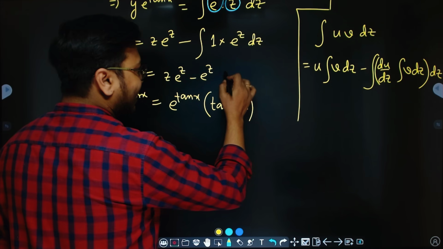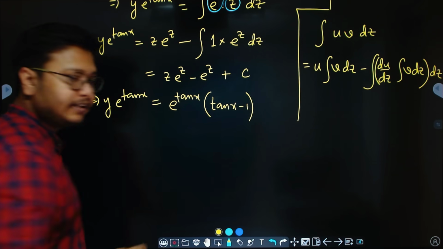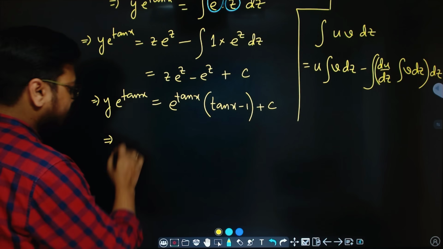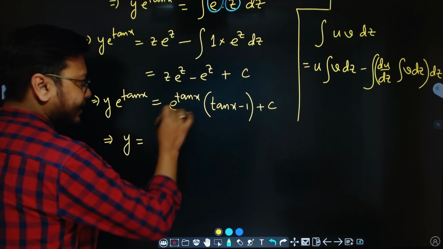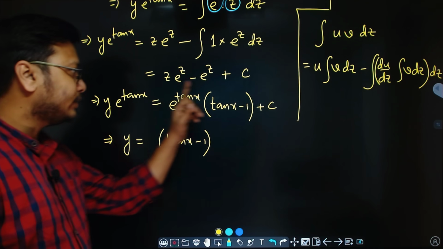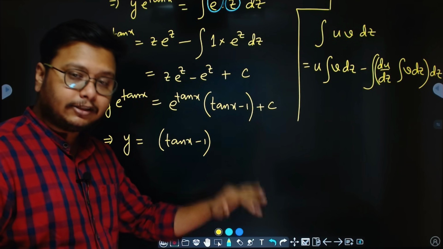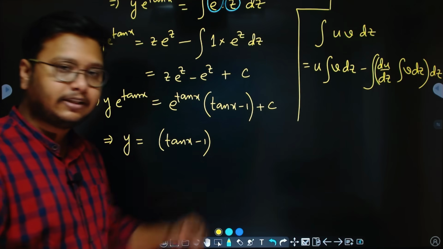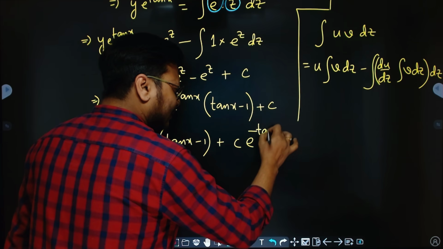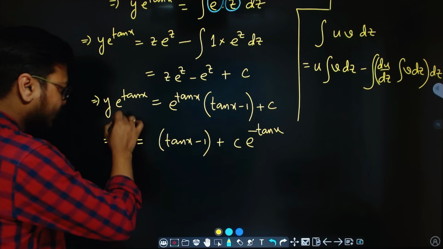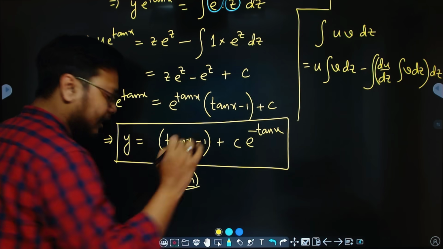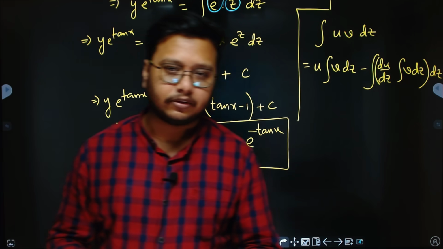One more thing, I should write an integrating constant over here, plus c, so an integrating constant should be present. Now if I divide by e to the power tan x, y e to the power tan x gets cancelled, giving y equals tan x minus 1. But don't forget to divide c by e to the power tan x as well, so plus c e to the power minus tan x, because I'm dividing by e to the power tan x. So I can say this is my final answer to the linear differential equation.